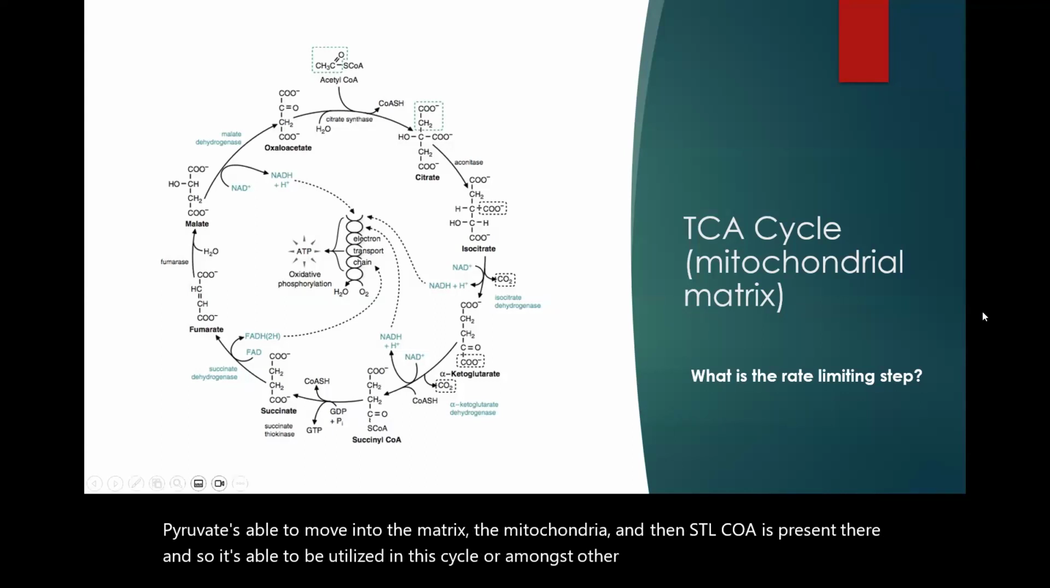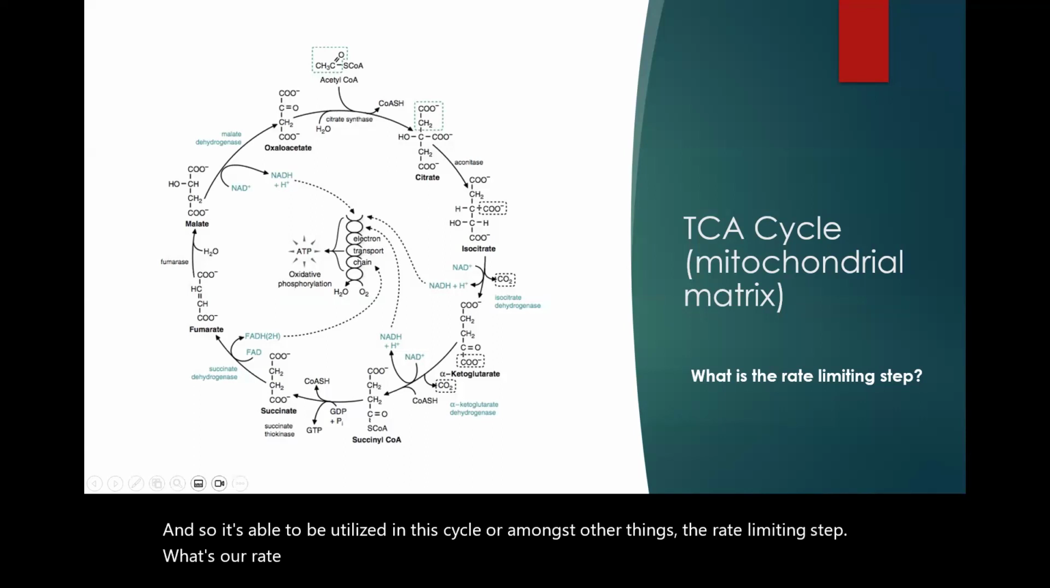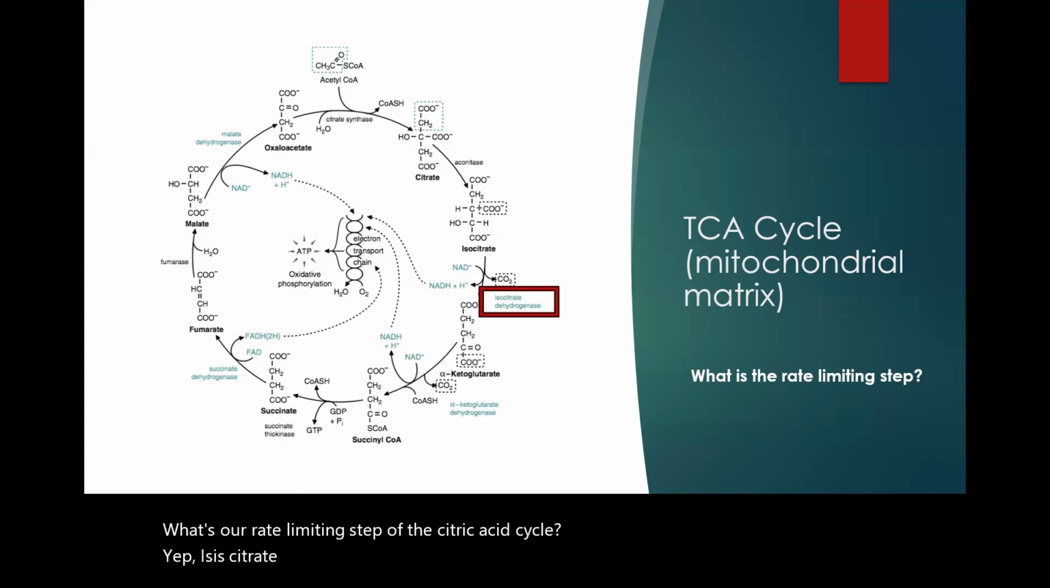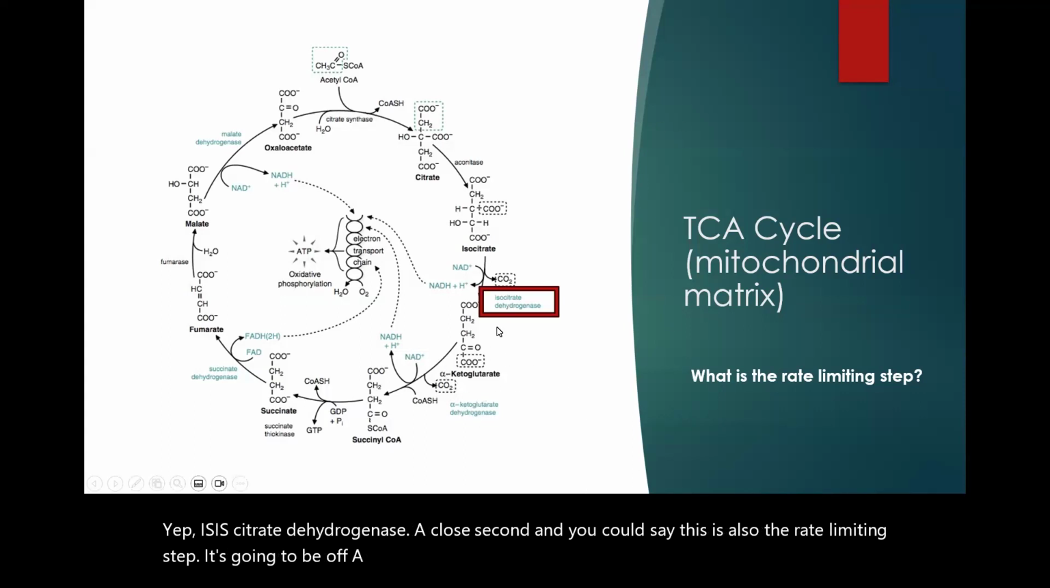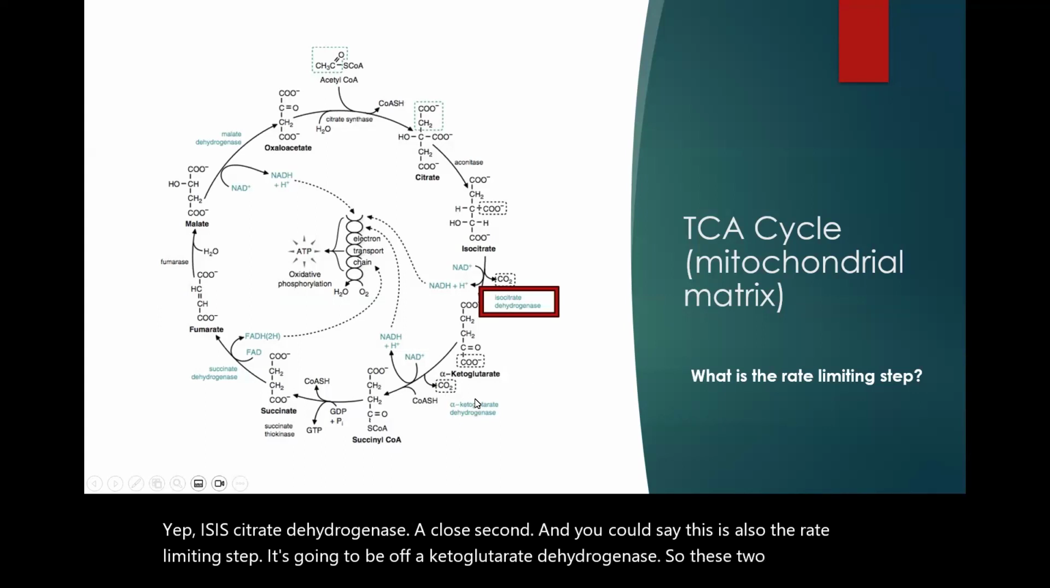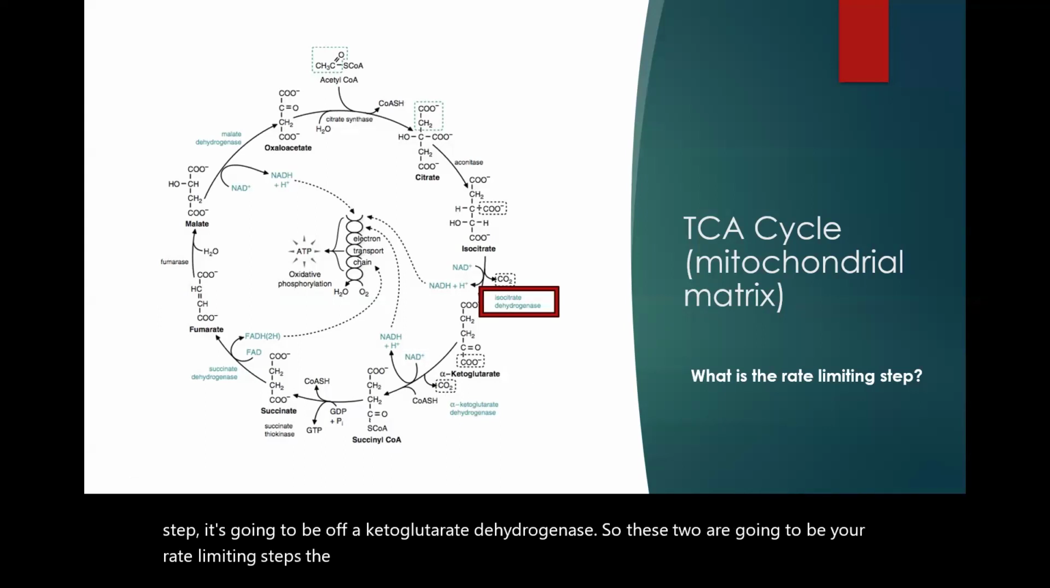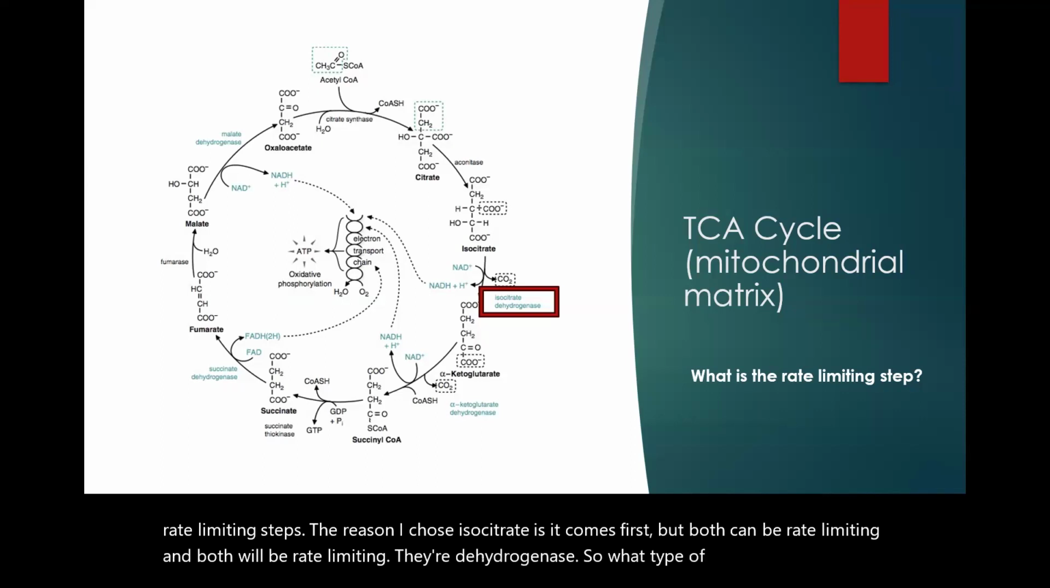What's the rate limiting step of the citric acid cycle? Yep, isocitrate dehydrogenase. A close second, you could say this is also the rate limiting step, is going to be alpha-ketoglutarate dehydrogenase. So these 2 are going to be your rate limiting steps. The reason I chose isocitrate is it comes first, but both can be rate limiting.